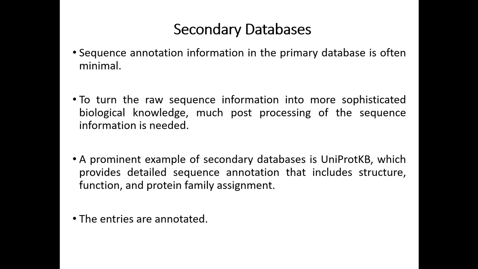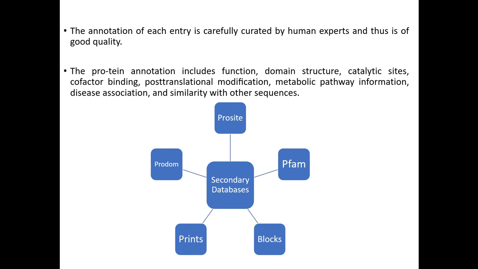There is an example like the UniProt Knowledgebase. In this database, the annotated sequence information is present. Apart from that, there are databases like PRINTS, PROSITE, Pfam, ProDom. All these databases are secondary databases which contain information such as protein domain, protein structure, protein family assignment. All this information is present in the protein secondary databases. The annotation of each entry is carefully curated by human experts, and thus it is of good quality.